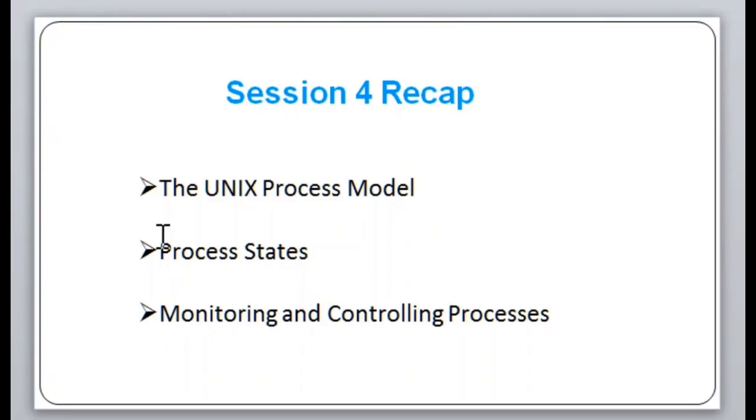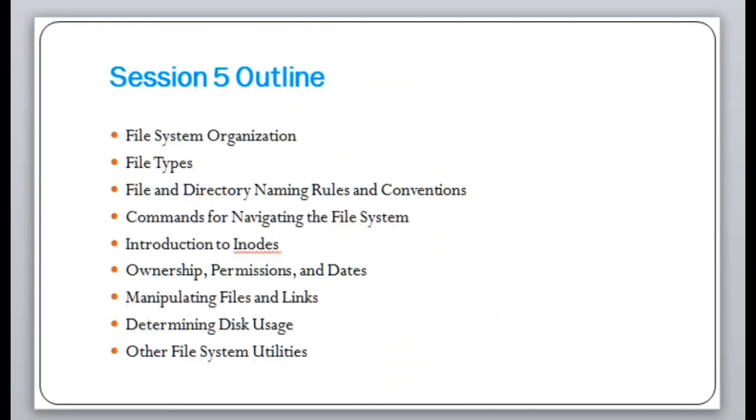So in session 4 we covered the UNIX process model, process states, and monitoring and controlling processes. Today we have quite a bit to cover, so we're going to go through it as best we can and we'll take some breaks and show you some examples of things that we're talking about. We're going to be going over the file system organization, file types, file and directory naming rules and conventions, commands for navigating the file system, introduction to inodes, ownership, permissions, and dates, manipulating files and links, determining disk usage, as well as other file system utilities.